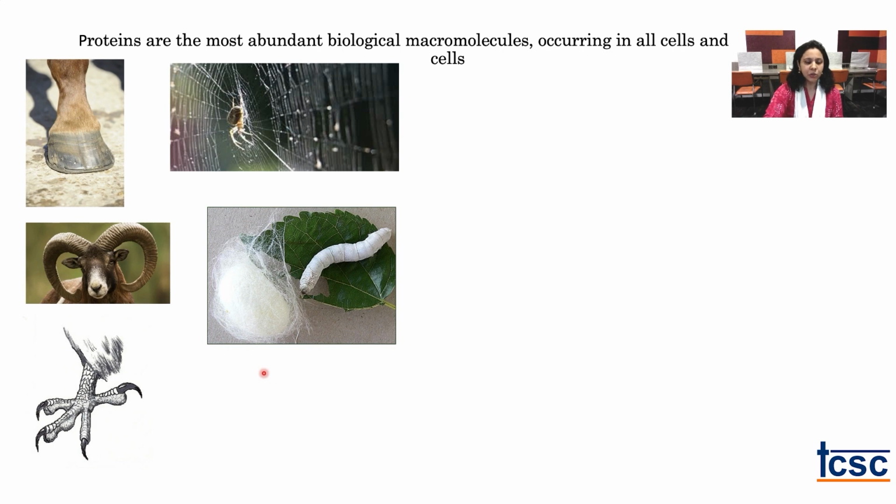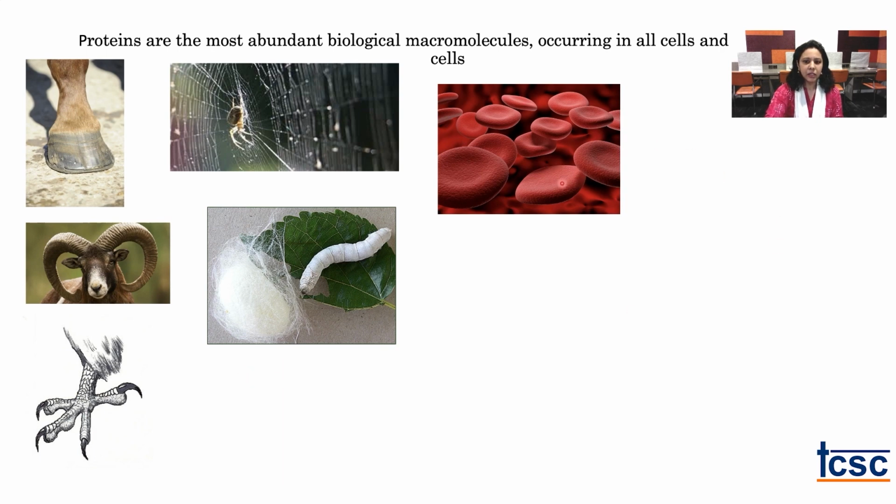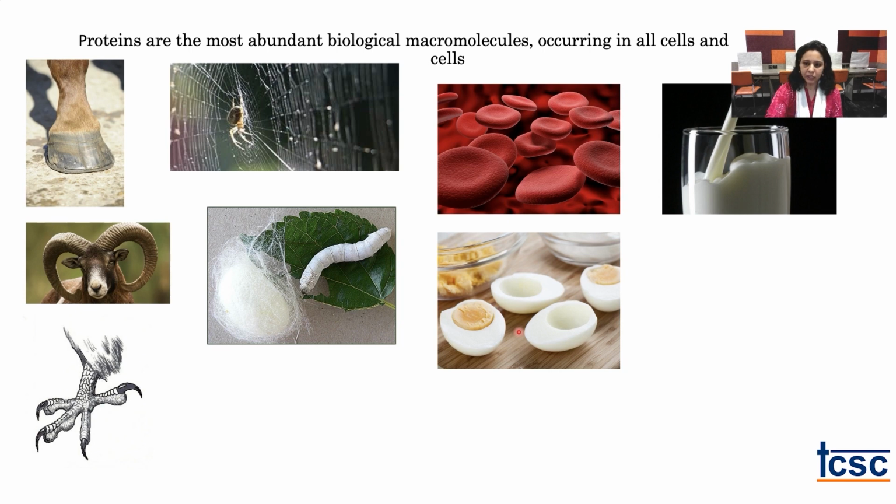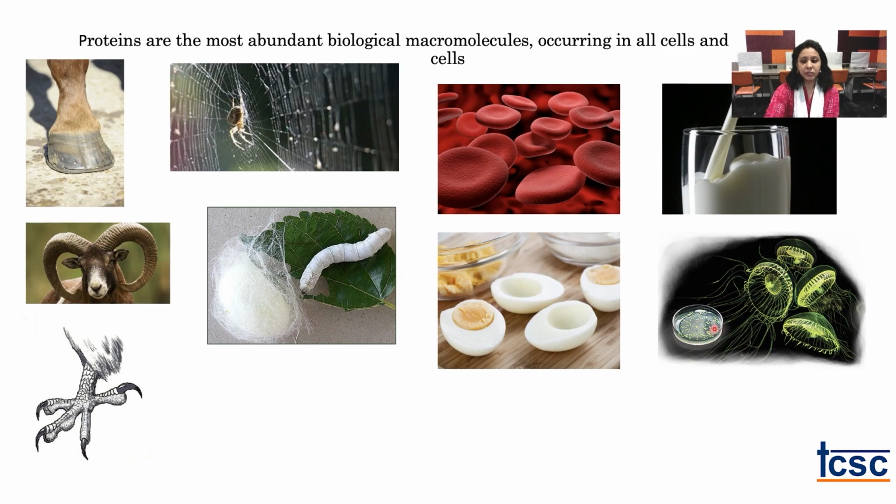On the other hand, there are also proteins which are functionally very important. So if you look at the hemoglobin present in RBCs, where they help to transport oxygen, or if you look at dietary proteins like egg albumin, another dietary protein is casein, which is present in milk. And a very interesting protein, if you see the GFP, which is the green fluorescent protein, which is obtained from the jellyfish, and it is also used as a reporter gene in many microorganisms. So all of these are also different types of proteins.